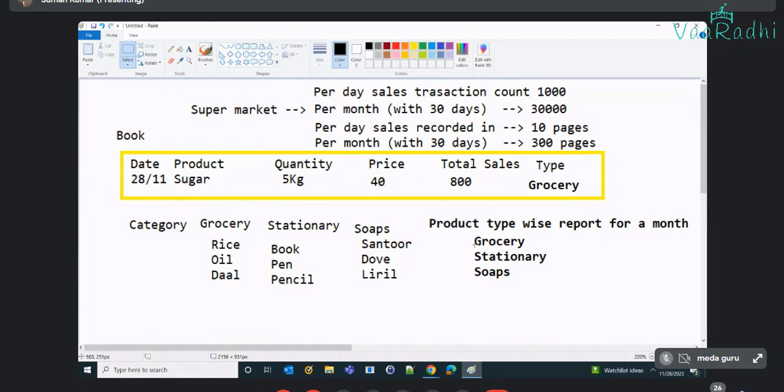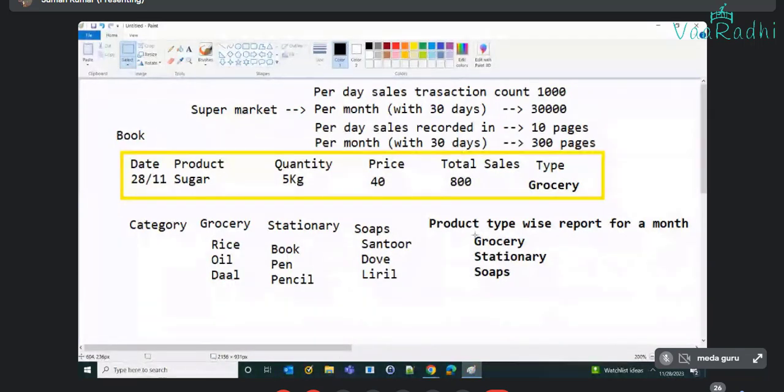Because if I ask for a report for a month, product category wise, product type wise, then how many pages and how many days related data do I need to analyze here, guys? How many pages do I need to look into? 300 pages. For a 30 days period, I need to refer to all 300 pages. I have to go through all 300 pages, and I have to separately maintain a separate paper with me saying grocery, stationery, soaps.